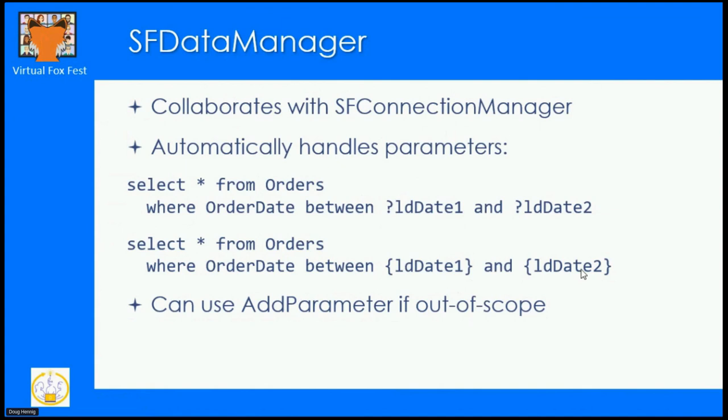Now, one thing that's required is that these variables have to be in scope. In other words, they have to be declared as private or global. They can't be local to the method that's calling them, because when you're calling a method of an object, it wouldn't see those local variables. If you don't want to declare them as private, you can instead call an add parameter method to say LD1 has a value of this date and LD2 has a value of this date and so on.